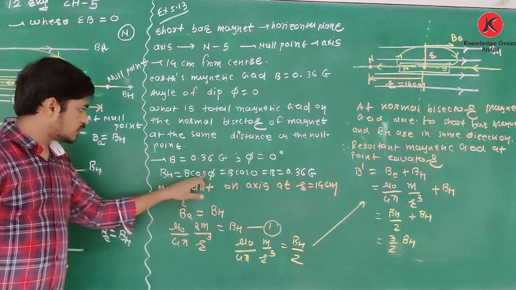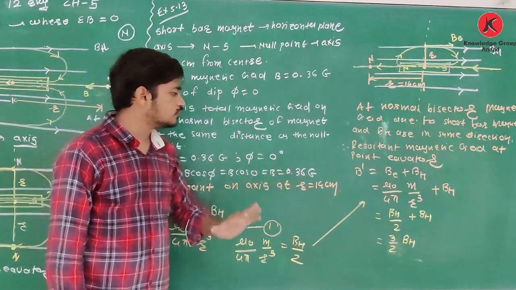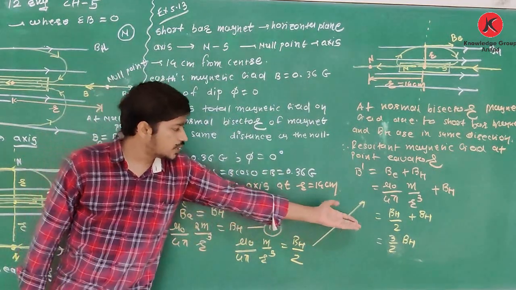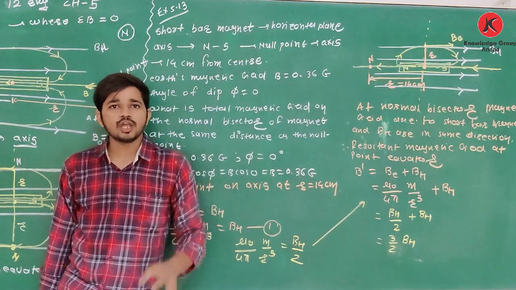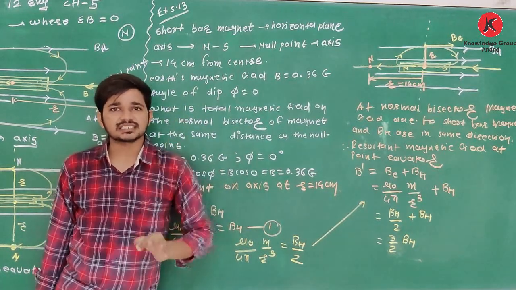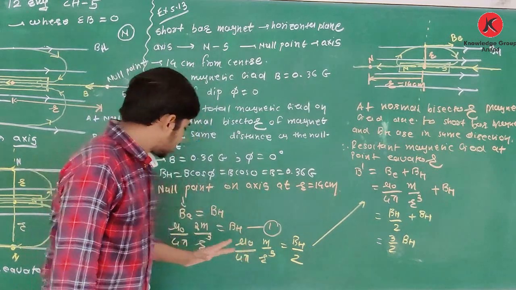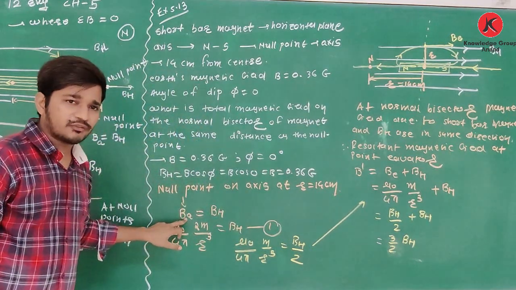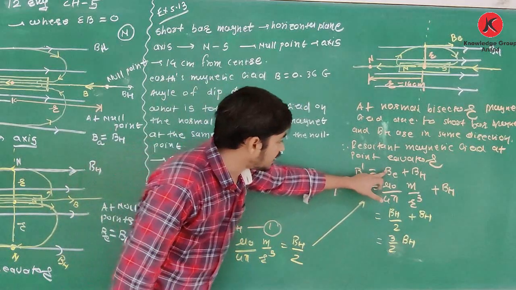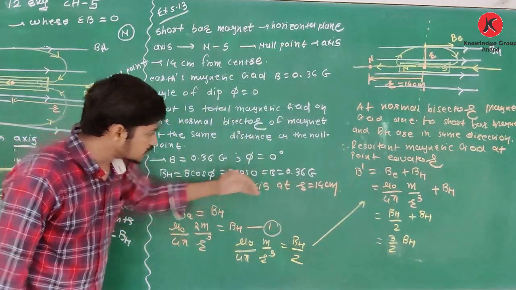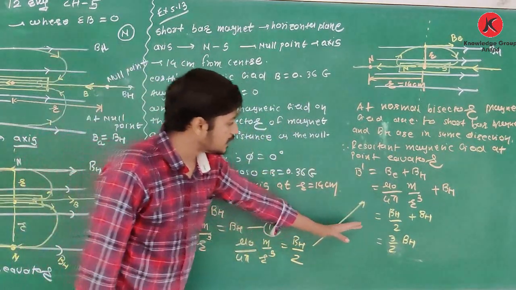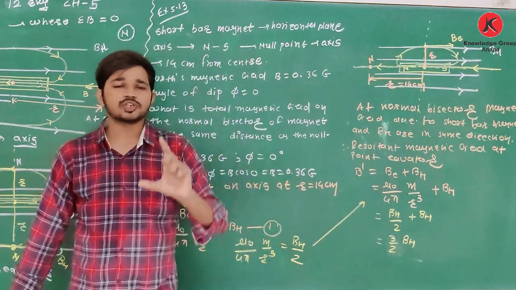And yes, you are given the value of BH. BH is equal to B cos phi, which is B cos 0, which is B, equal to 0.36 Gauss. Put the value 0.36 Gauss and you will get your answer. Clear? If you know the concept, the equation of magnetic field on the axis, the equation of magnetic field on the equator for the same distance, and the relation between them, then your solution becomes short.